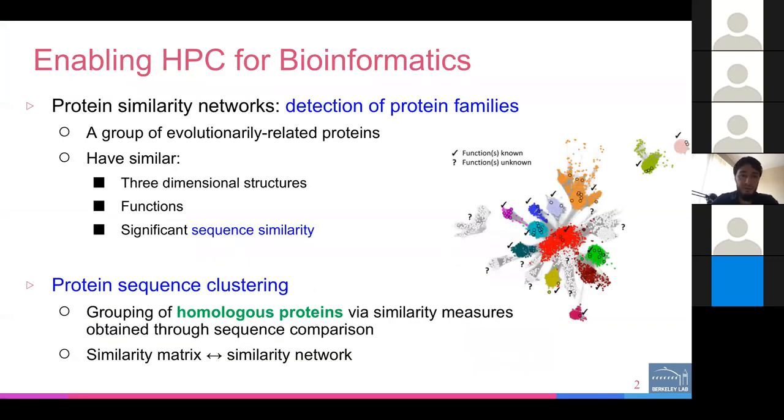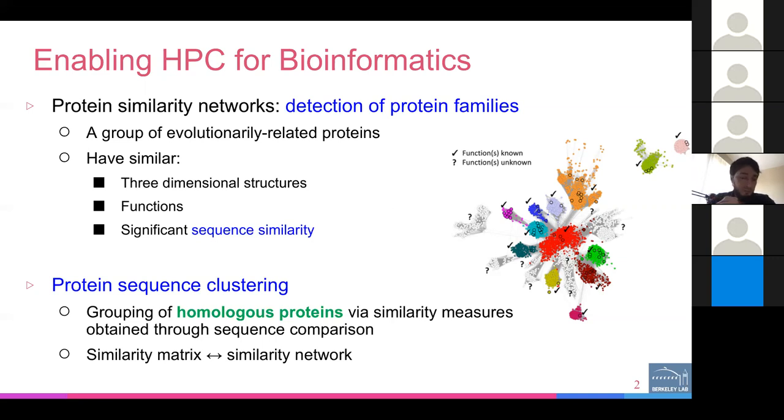I'll be focusing on the protein similarity networks, which are useful structures for detecting protein families. Proteins in a family share significant sequence similarity along with other features such as similar three-dimensional structures or functions. Detection of protein families is useful in assigning functions to the family members with the help of the well-characterized proteins within a family. They're also significant in comparative genomics, and they provide valuable evolutionary insights.